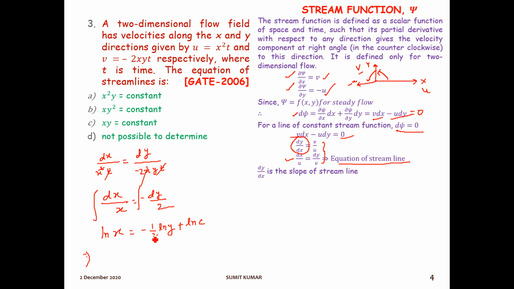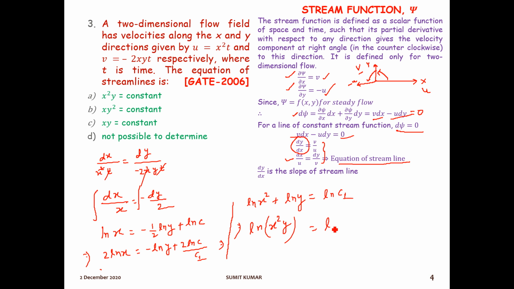This can be written as 2 ln x is equal to minus ln y plus 2 ln c, where this is also a constant. So this equation can be written as ln x square plus ln y is equal to ln of another constant. So it will be ln x square y is equal to a constant. So we can write x square y is equal to a constant, and this is the equation of a streamline. So option A, x square y equal to constant, is the correct answer.